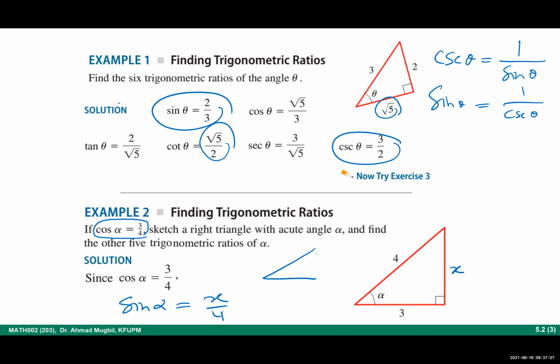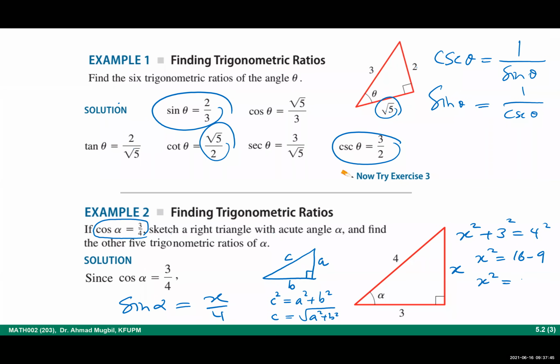Do you remember the Pythagorean theorem? If you have a right triangle, and this is A, this is B, this is C, then C squared equals A squared plus B squared. The hypotenuse squared equals the opposite squared plus the adjacent squared. Of course, if you want to find C, C will be the square root of A squared plus B squared. In other words, here we have x squared plus 3 squared equals 4 squared. So x squared equals 16 minus 9, x squared equals 7. x equals positive or negative square root of 7. But we will not take the negative, because this is the length of a side, so we just consider the positive. So x is square root of 7.